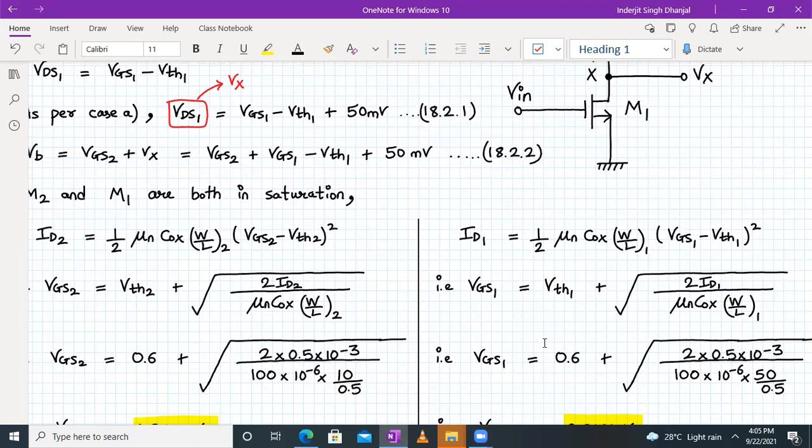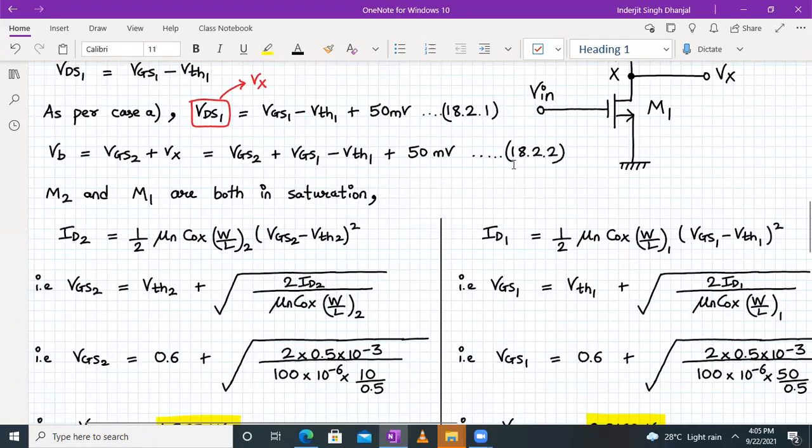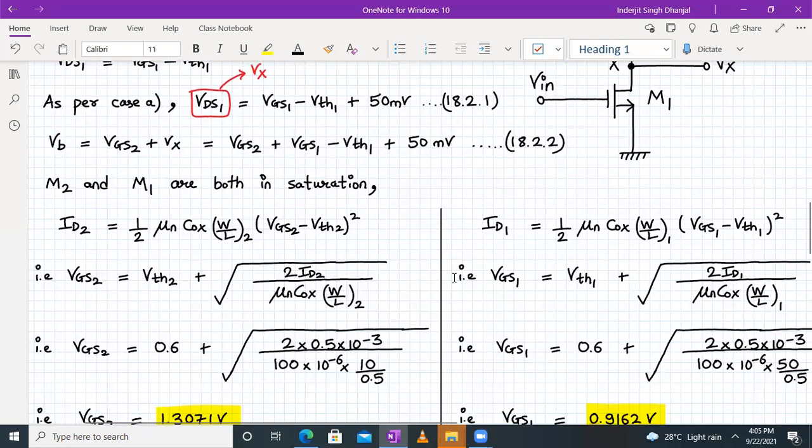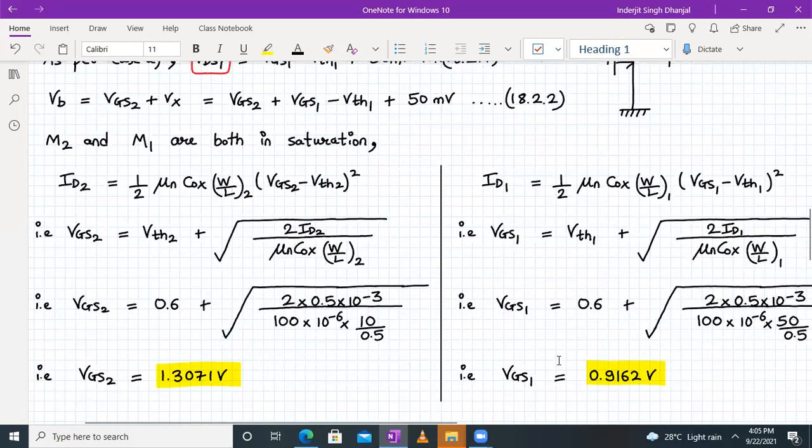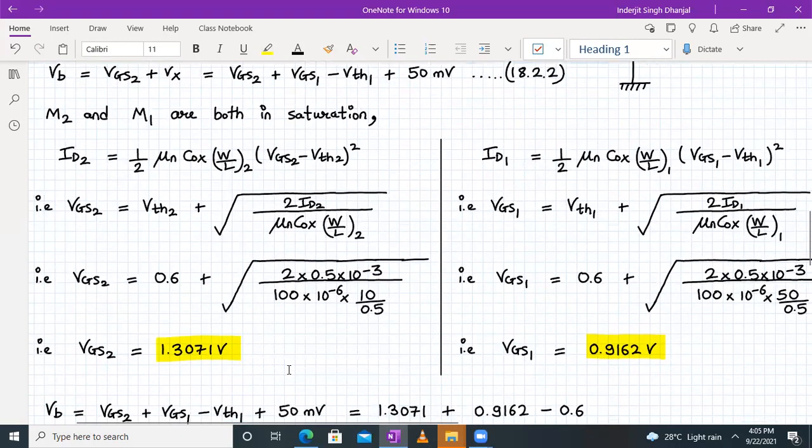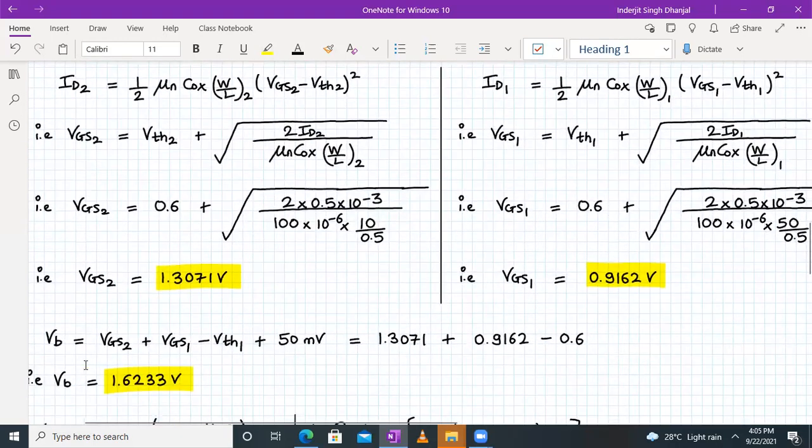Okay, so once we find the value of VGS1 and VGS2, we substitute in equation 18.2.2 to calculate the value of VB. Please verify VGS1 is coming out to be 0.9162 volt and VGS2 is coming out to be 1.3071 volt. Yeah, fine, good. So let's proceed forward. Next thing is we find the value of VB.